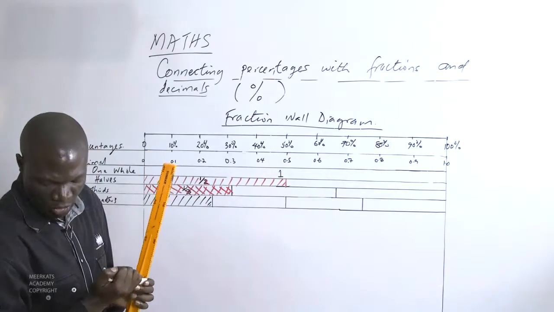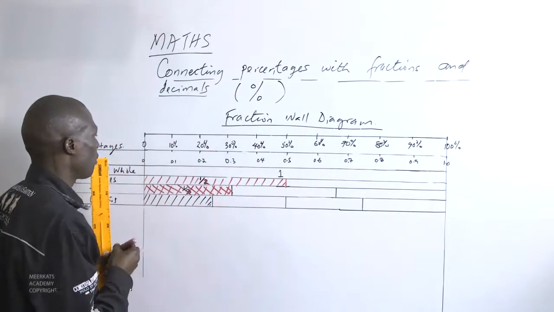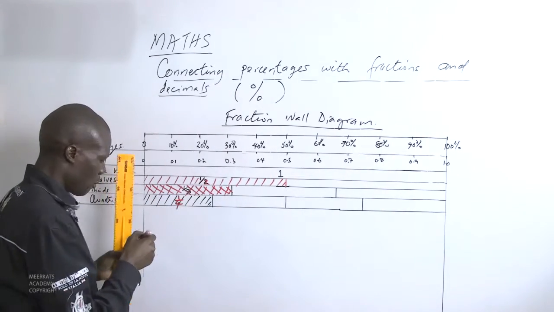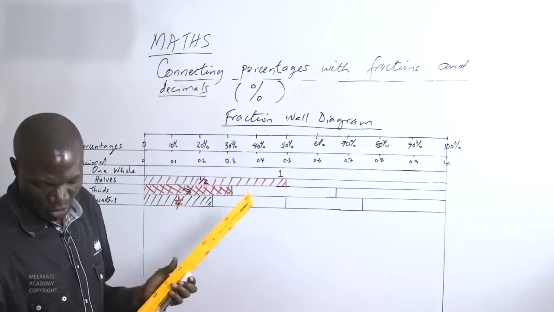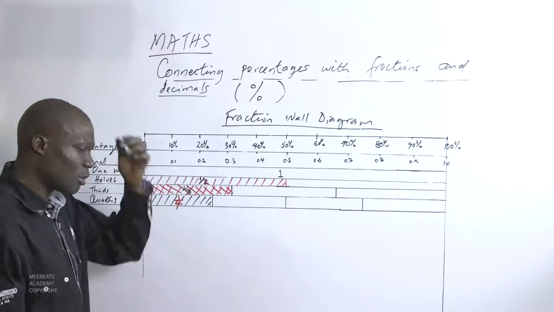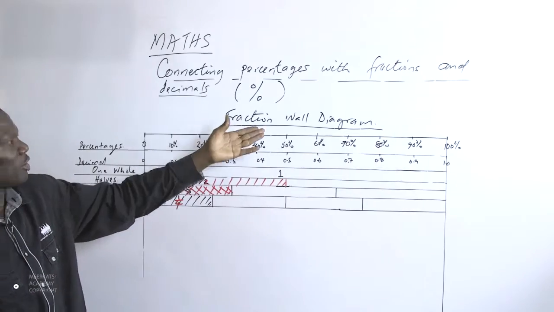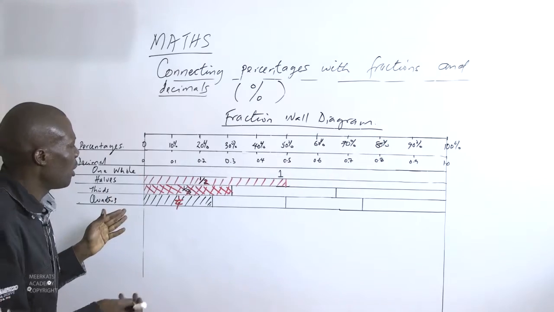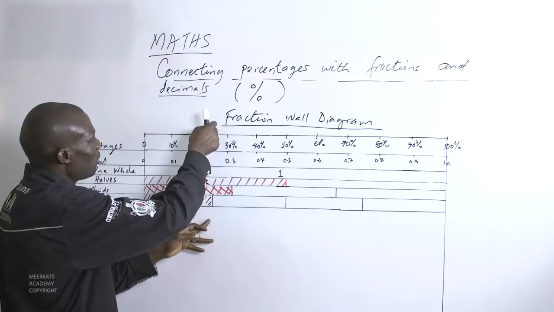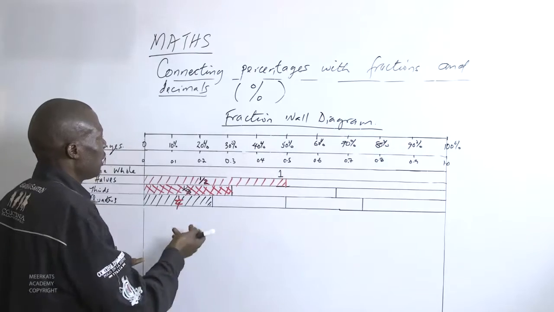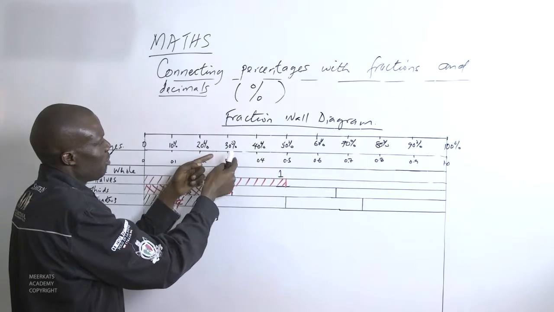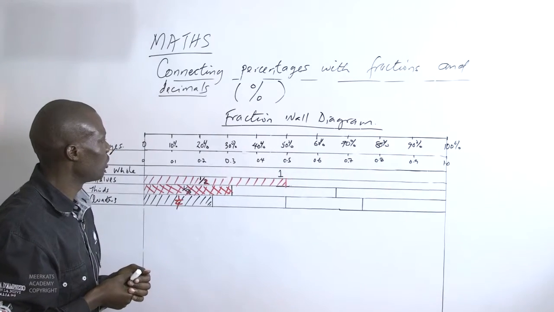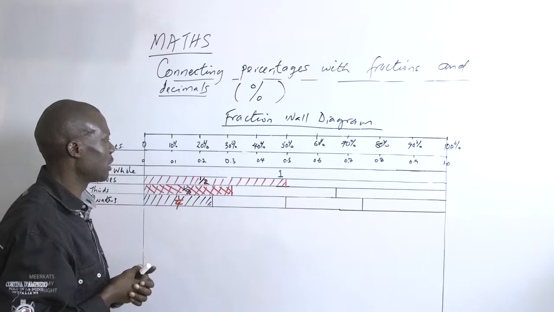So the portion I've shown there represents a quarter, 1/4. Now, what are we trying to say? From the fraction wall, it is very easy for you to identify what you need. For example, a quarter is equivalent to 25%, or simply 0.25.